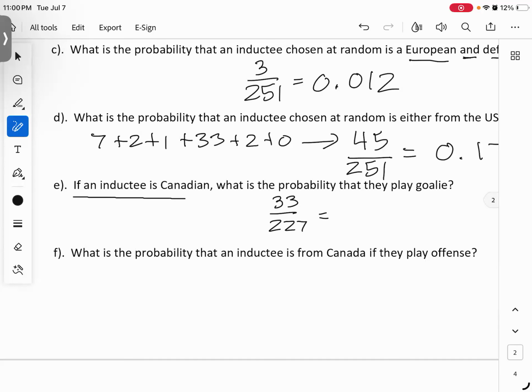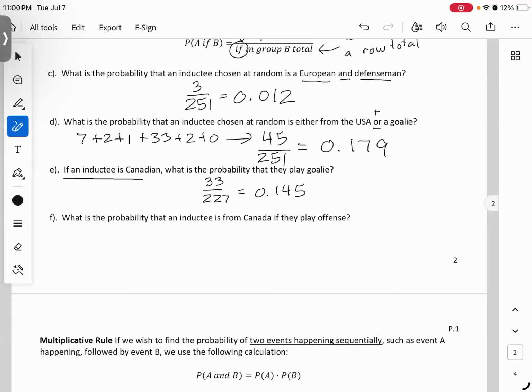And again, we'll go ahead and do our usual calculate, get the decimal. But before I spoil it, go ahead and read part F and for yourself see where that word if, who does the if belong to? It should say if this. Sometimes I have students who, when they read this, think, "Oh, I think the if is supposed to go with Canadian," but it's not. It's saying what is the probability that an inductee is from Canada if they play offense?